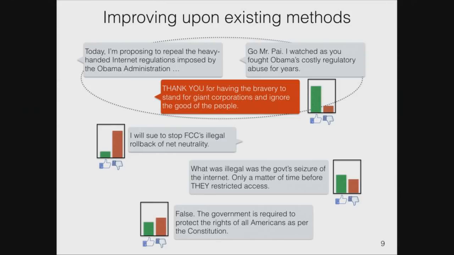But if we take a closer look, it turns out that one of the people who seemingly was supporting Ajit Pai was writing a very sarcastic tweet. It's very clear when we read the tweet that he's saying thank you for having the bravery to stand against giant corporations. So this is very sarcastic, and this is not something that text alone is going to be able to classify correctly. So how can we improve upon mistakes and errors like this?